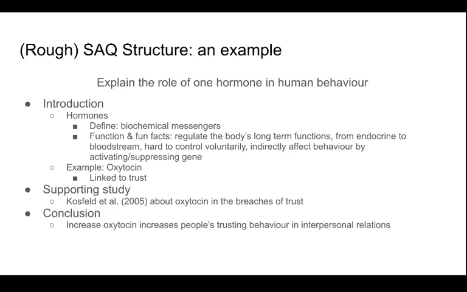And then since I chose Crosswell et al. 2005 as my study, I have to briefly explain what oxytocin is, because the study talks about oxytocin and breaches of trust. So that's how I link a hormone to a behavior: oxytocin is linked to trusting behavior. And then in the conclusion, you should talk about how oxytocin increases people's trusting behavior in regards to the study.